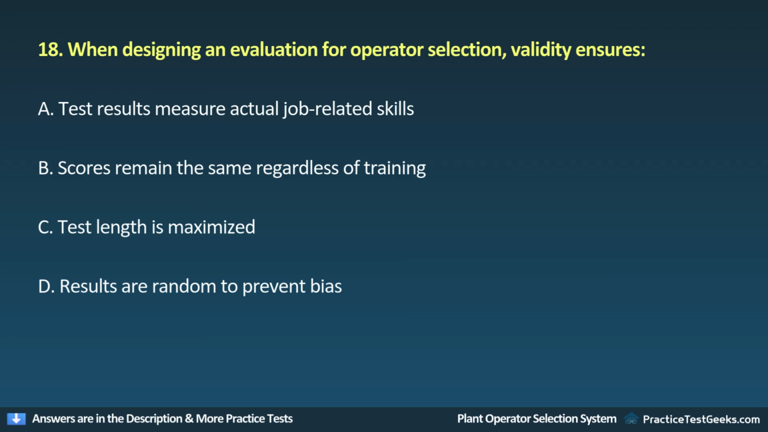18. When designing an evaluation for operator selection, validity ensures: A. Test results measure actual job-related skills. B. Scores remain the same regardless of training. C. Test length is maximized. D. Results are random to prevent bias.